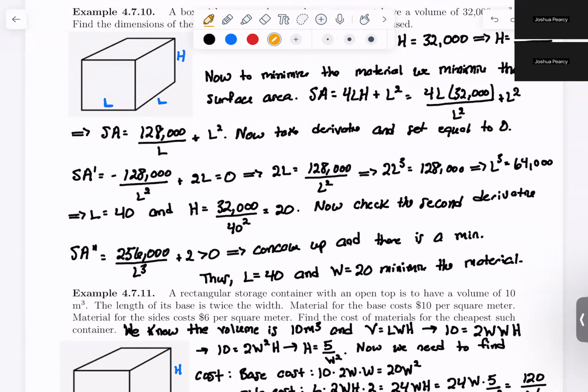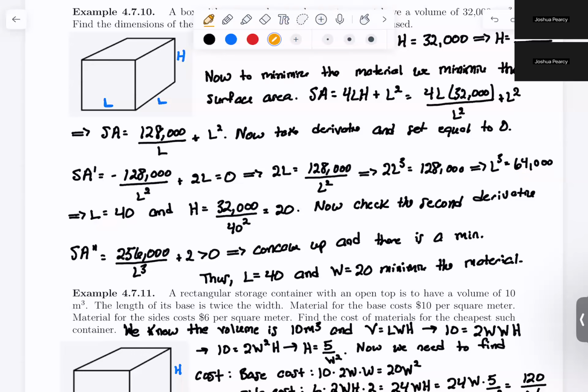Now we want to take the derivative and set it equal to 0. Here it uses the power rule in both places. The derivative of 128,000 over L is minus 128,000 over L squared. The derivative of L squared is 2L. We set it equal to 0 and solve. So here we have 2L equals 128,000 over L squared. I multiply both sides by L squared to get 2L cubed equals 128,000. I divide by 2 to get L cubed is 64,000. Then I take the cube root to get L is 40.